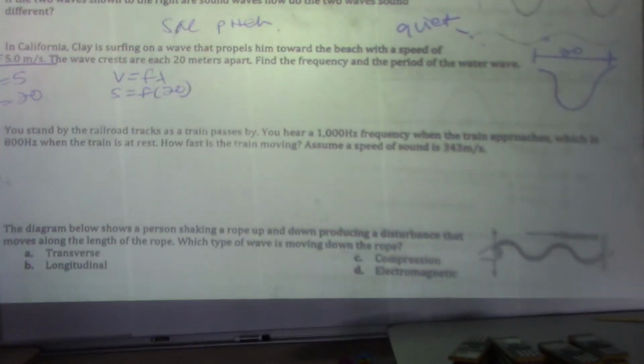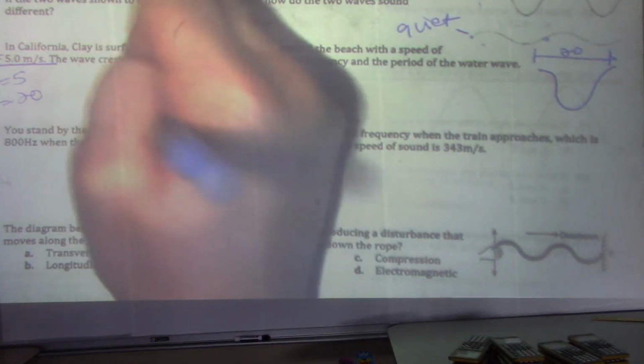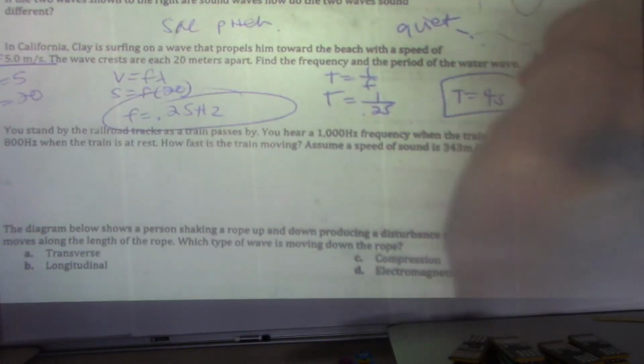Velocity is 5. Frequency is what I'm looking for. Wavelength is 20, so I'm going to divide that over, and I should be getting 0.25. So my frequency is 0.25 hertz. And then if I want to find my period, well, period is just 1 over frequency, so 1 over 0.25, that should get me 4 seconds.